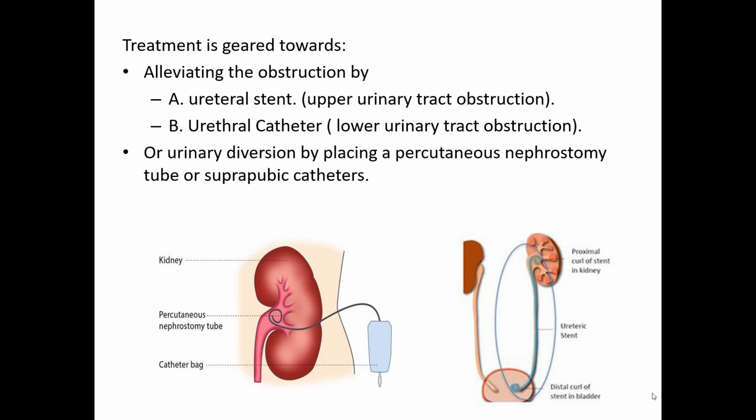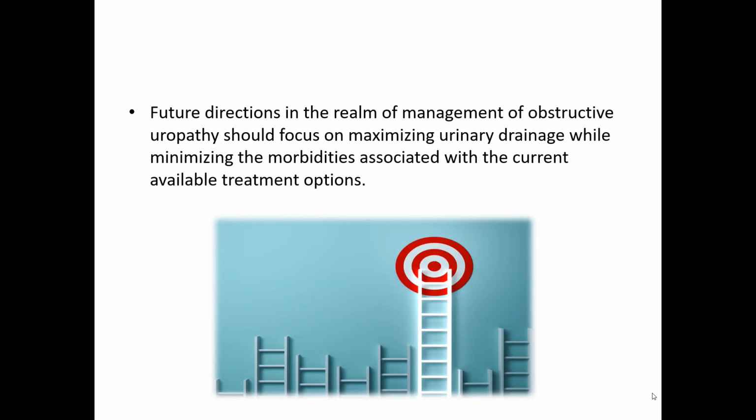We have as well, in non-emergency, for example, cutaneous ureterostomy, which is also a stoma formation, or suprapubic cystostomy, which is also an opening in chronic conditions. So our future direction is that management of obstructive uropathy should focus on maximizing the drainage. It is just an illustration. You maximize the drainage of the urine to the outside to relieve the obstruction and alleviate the condition.